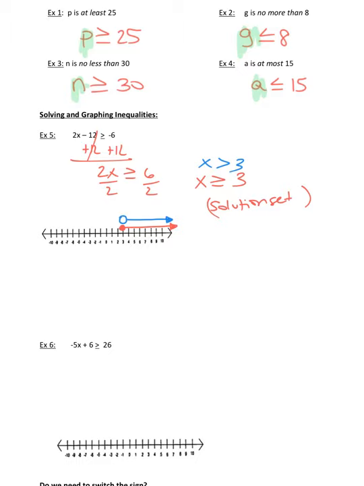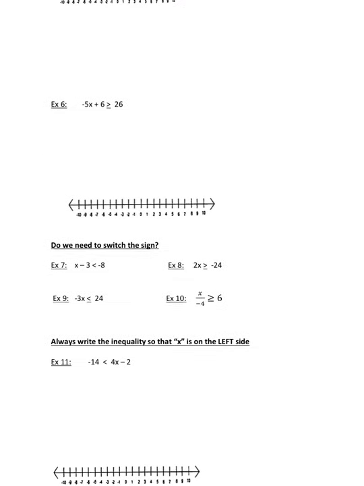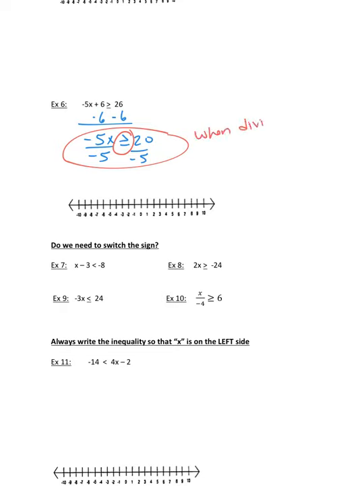Okay, so take a look at the next one. Negative 5x plus 6 is greater than or equal to 26. I'm isolating x, so I'm going to subtract 6. I have negative 5x is greater than or equal to 20, and I'm going to divide both sides by negative 5. Now, we come to this rule, which you may or may not remember from last year: when you're dividing or multiplying both sides by a negative number, you have to switch the inequality symbol.